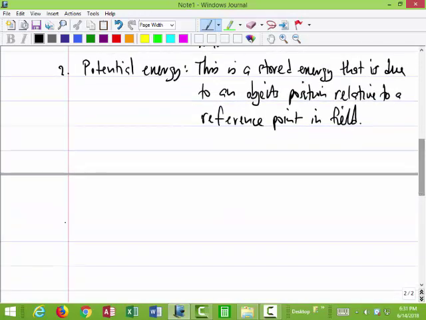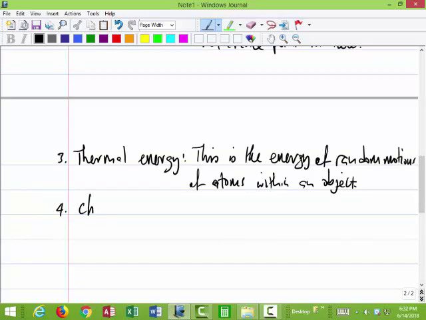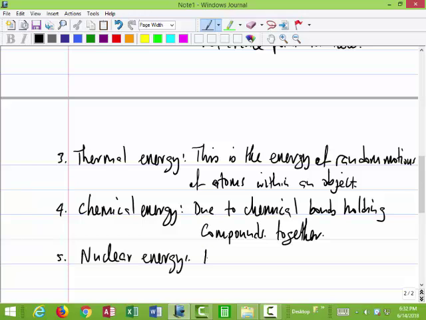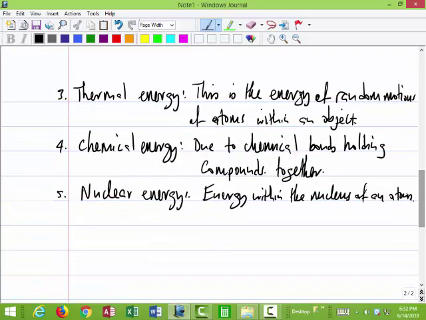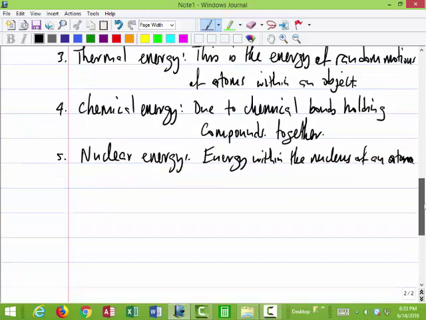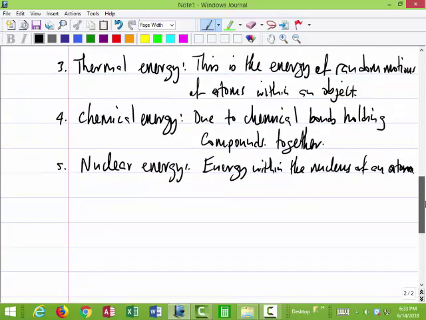We can also have thermal energy. This is the energy of random motions of atoms within an object. We can also have chemical energy due to chemical bonds holding compounds or atoms together. Nuclear energy, energy within the nucleus of an atom. I could go on and on with different forms of energy, but I think I'll stop here and just go on with our lecture on energy. So this is not an exhaustive list of all the various forms of energy that we can have, but I think this is good enough for now.